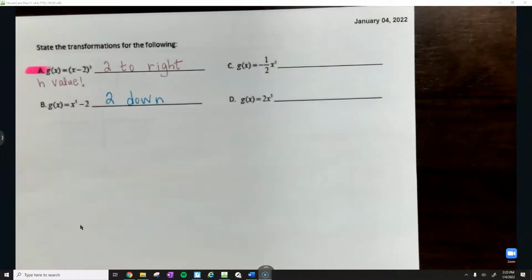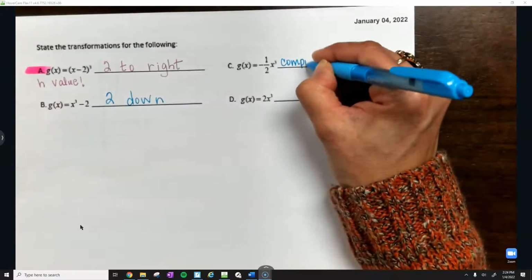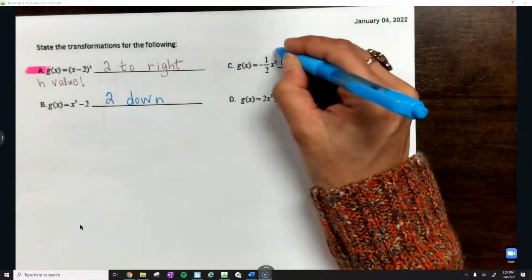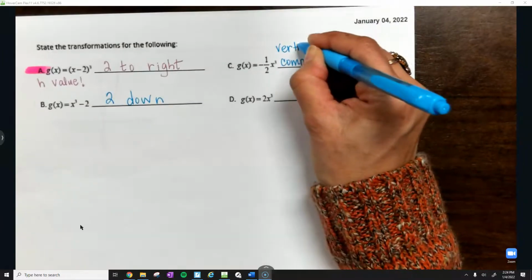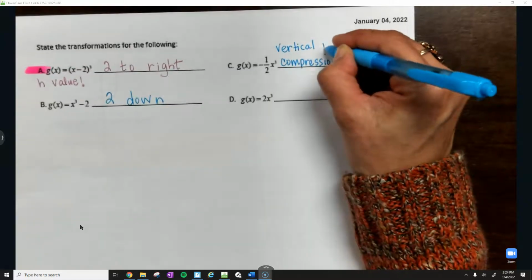Y'all, letter C has 2 transformations. Do you know what they are? A compression and what else? Vertical reflection. Very good. How do you know it was a vertical reflection?